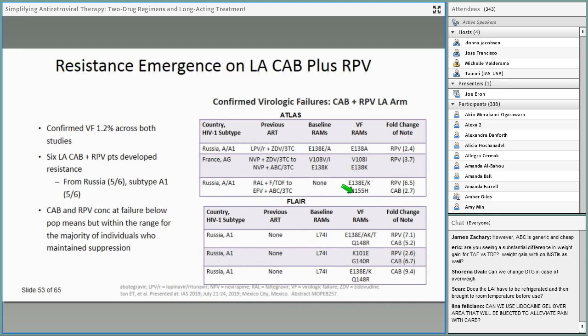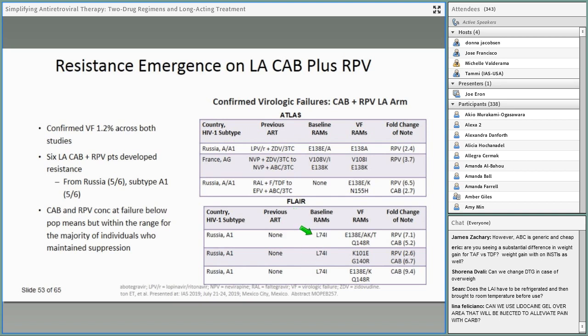They didn't have any baseline RAMs looking at the HIV DNA at baseline, but when they rebounded, they actually had a 155H, which is a Dolutegravir mutation. So in people who were suppressed for a long time, I think there was some suggestion that there may have been explanations for resistance emergence, not exclusively the therapy.